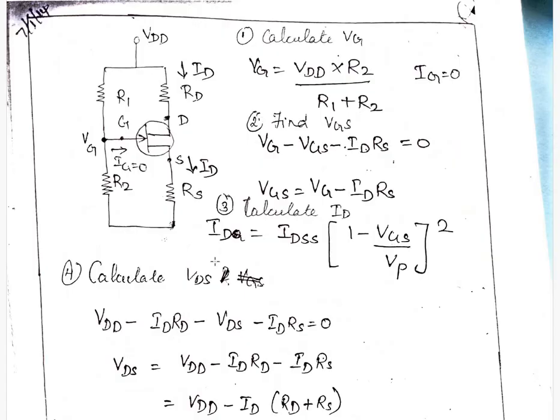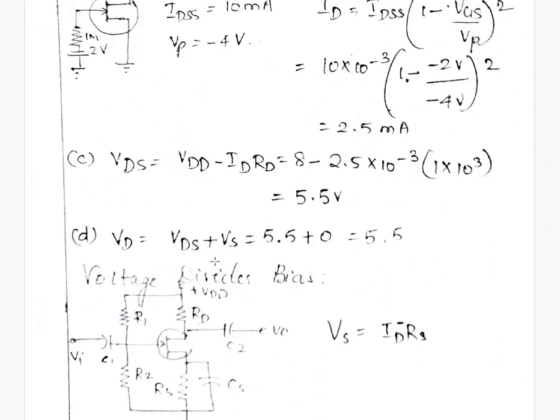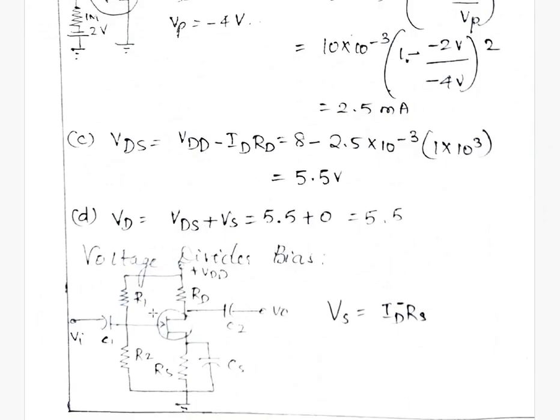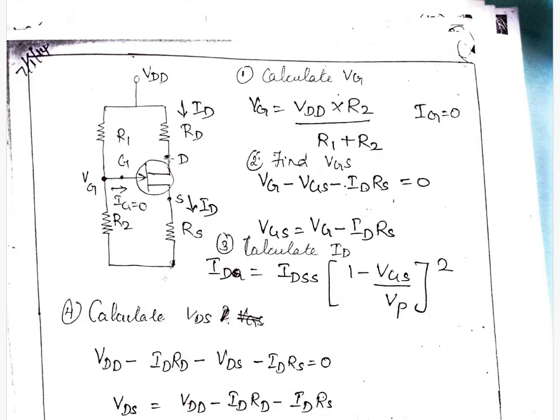The next type of biasing is voltage divider biasing. So we have voltage divider resistors R1 and R2, drain resistance RD, and source resistance RS. Input voltage and output voltage are given through the input and output coupling capacitances C1 and C2, and we have the source bypass capacitance CS.